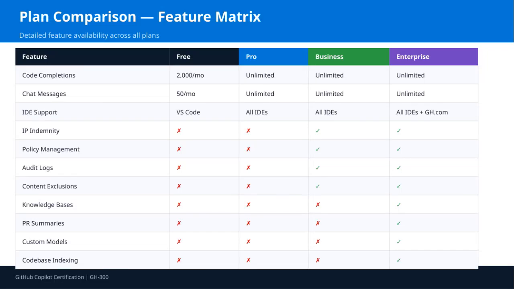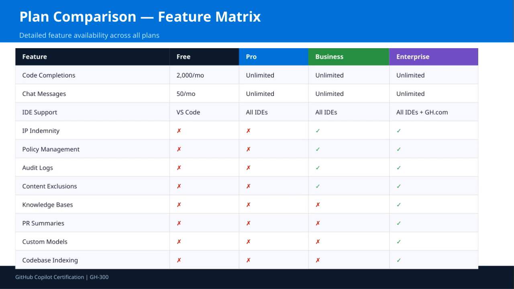Here we have a comprehensive feature matrix comparing the different GitHub Copilot plans. Starting with code completions, the free plan offers 2,000 completions per month, while all paid plans provide unlimited completions. For chat messages, the free plan allows 50 messages per month, with unlimited messaging across Pro, Business, and Enterprise plans. When it comes to IDE support, the free plan is limited to VS Code only, but the Pro and Business plans extend support to all IDEs, and the Enterprise plan further includes GitHub.com integration.